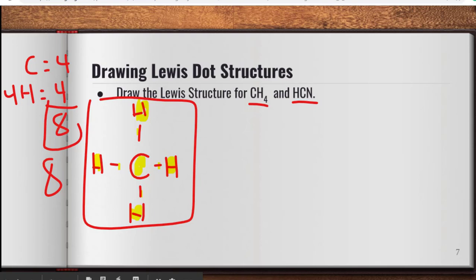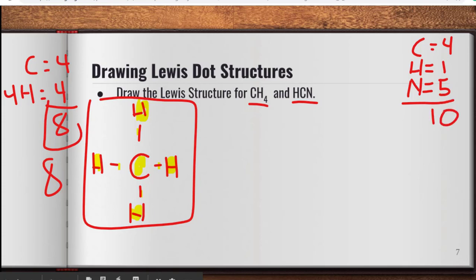Let's move on to the next one, HCN. Let's follow the same rules. Okay, so HCN here, we need to see we got a C, an H, and an N. Carbon has 4 valence electrons. Hydrogen has 1. Nitrogen has 5. Again, you can find those in the periodic table. So the total number of electrons in our structure we need is 10.